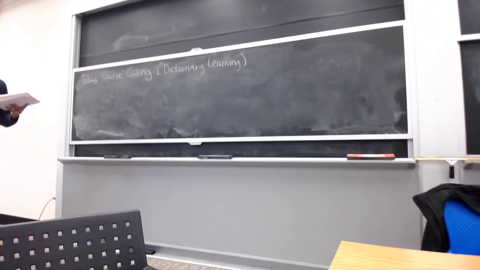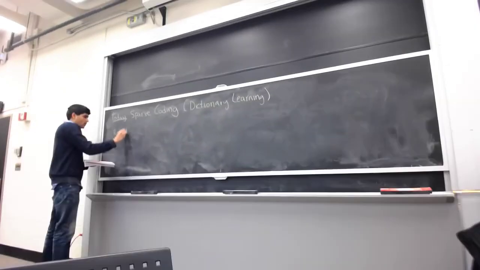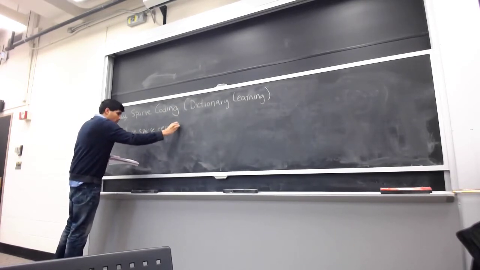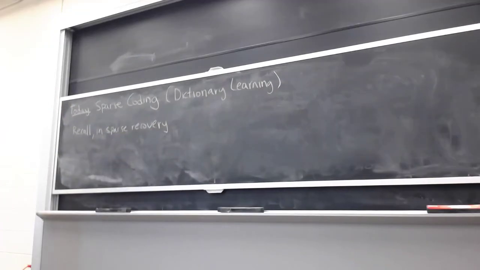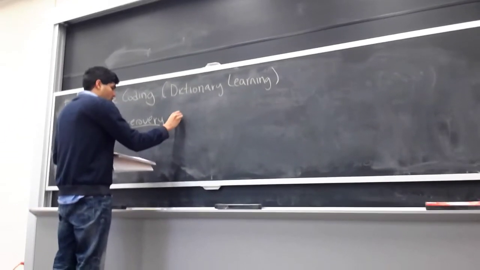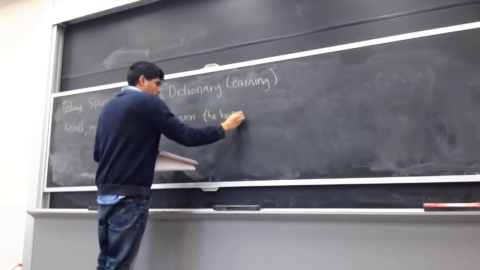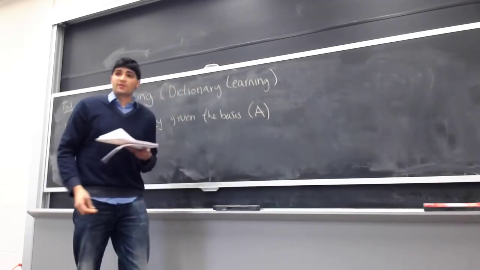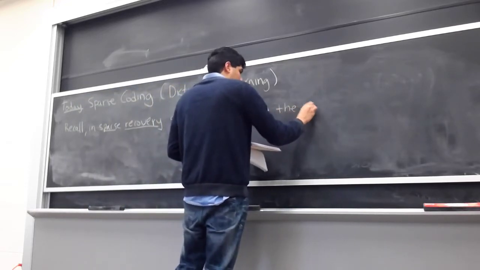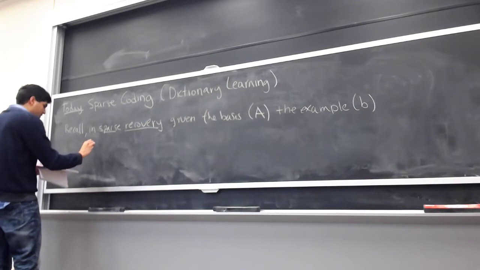Connecting this just to sparse recovery, to introduce it as a different variant of this problem. So remember that in sparse recovery, we really thought about some optimization problem that we wanted to solve, which is non-convex in general, where we were given the basis, namely A, so we want to use the columns of A to sparsely represent some given signal, and we're also given the example.